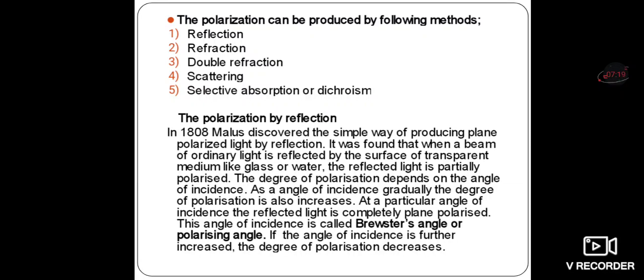So you have to remember this. Brewster's angle or polarizing angle is the particular angle of incidence at which the reflected light is completely plane polarized. If you increase the angle of incidence further beyond Brewster's angle, the degree of polarization will decrease; it does not increase after Brewster's angle.